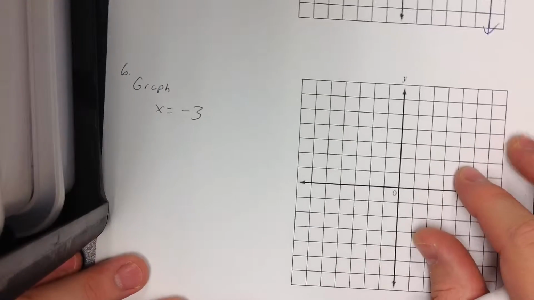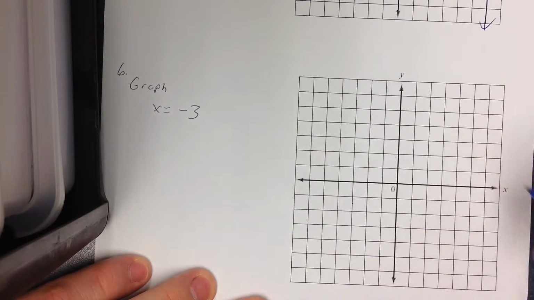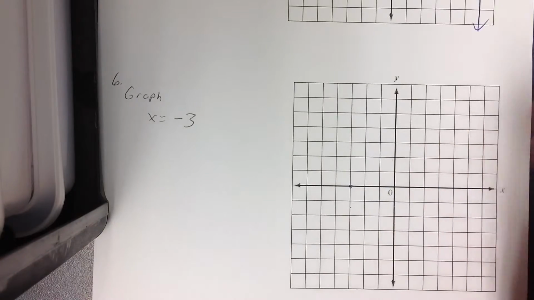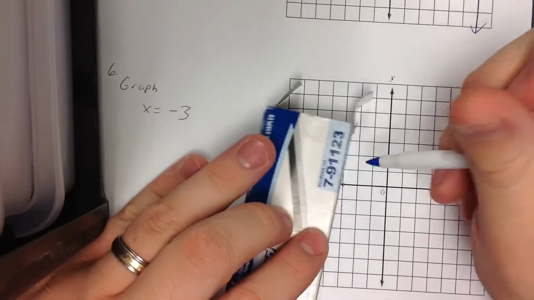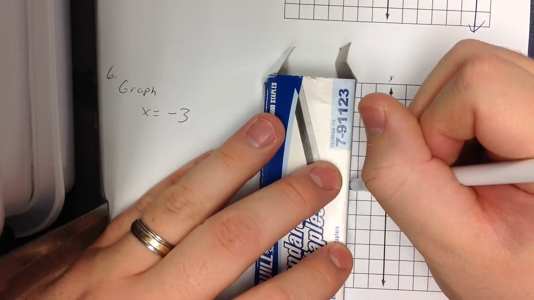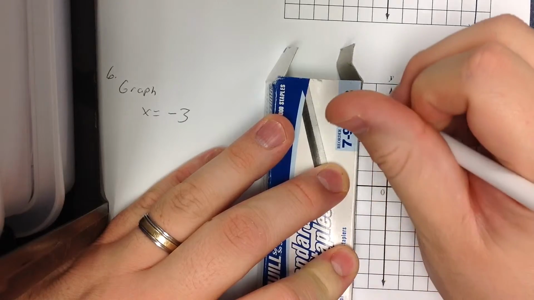So down here I want to graph the line x equals negative 3. Again, it's a vertical line. So I go to negative 3 on the x and then draw it straight up and down. Again, anytime it's x equals just a number, it's a vertical line.